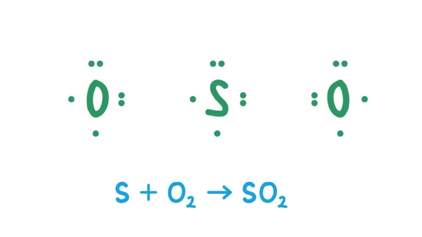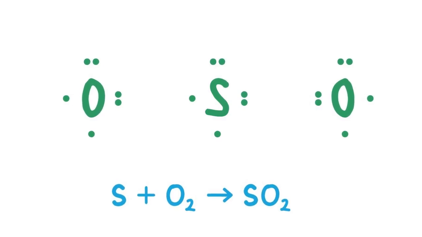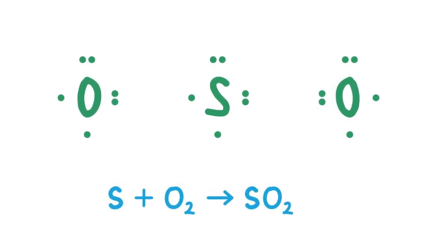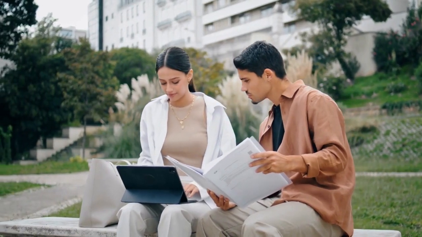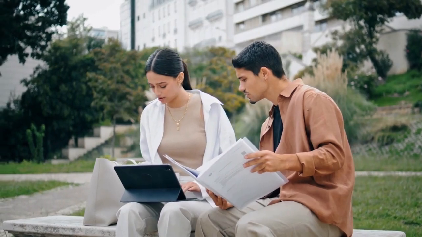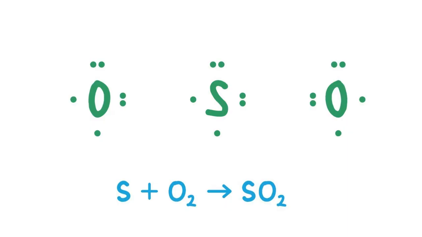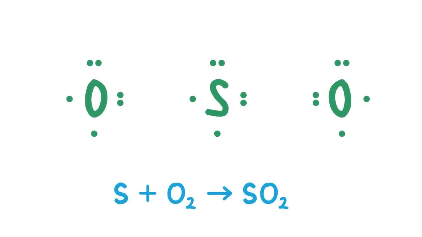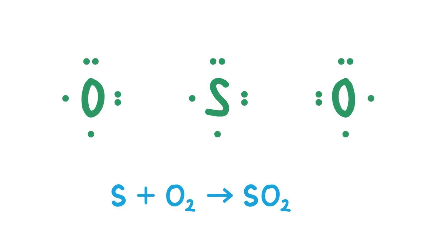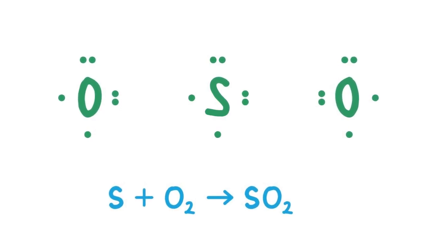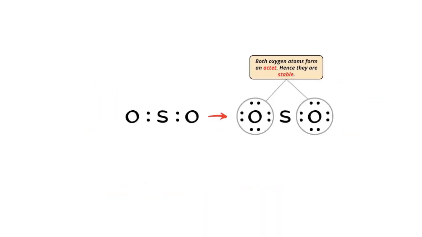Now let's take a slightly more complex molecule: sulfur dioxide, SO2. This one can be tricky for students, but it's a great example of why Lewis structures matter. Sulfur has 6 valence electrons, and each oxygen also has 6. That's 18 valence electrons in total.